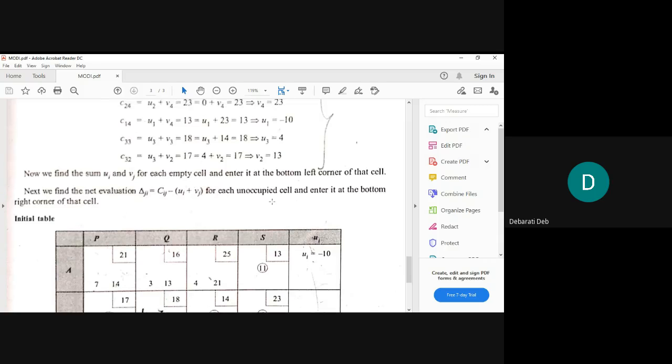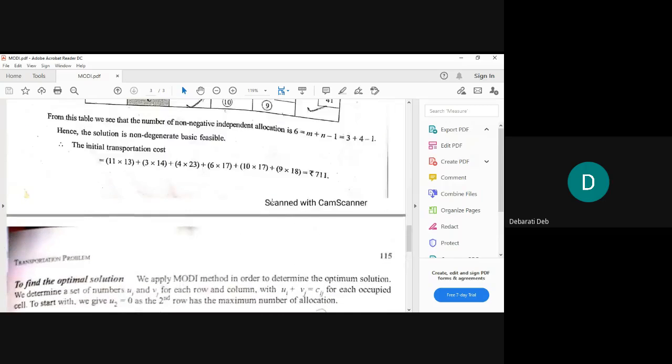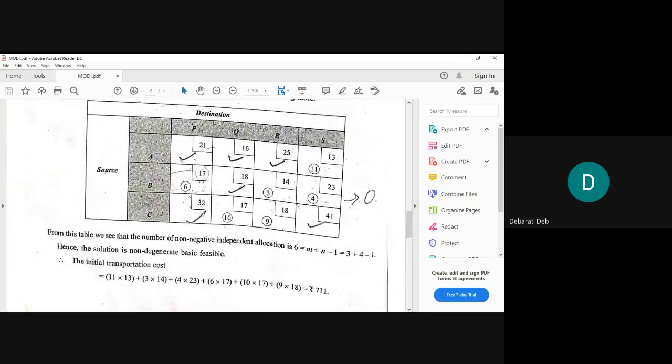So what is the first unoccupied cell? After this final table, we saw that the first unallocated cell is this one, that is row 1, column 1, meaning U1 and V1. The U row number is 1, the V column number is also 1. So we need to know U1 and V1.